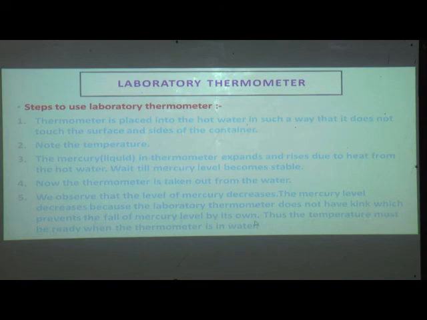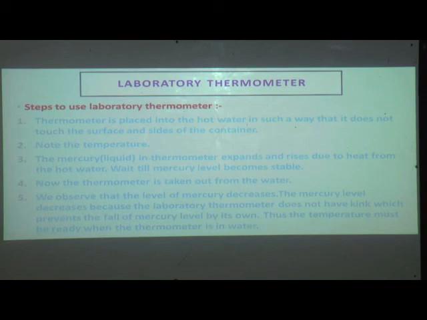So in that video of the clinical thermometer, you saw that there is a kink which does not allow the mercury to decrease or come to the lower side of the thermometer, to the bulb. But this laboratory thermometer does not have a kink. So that is why the mercury level decreases in this laboratory thermometer. Thus the temperature must be read when the thermometer is in water.